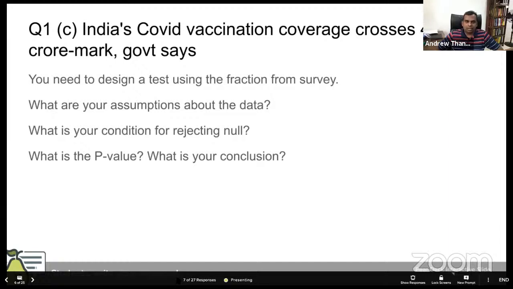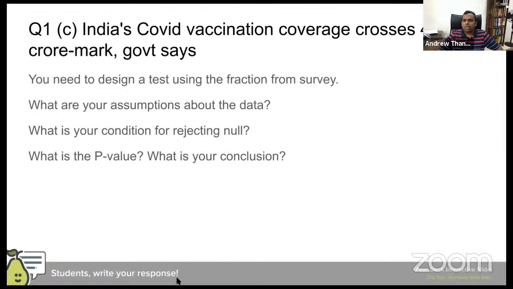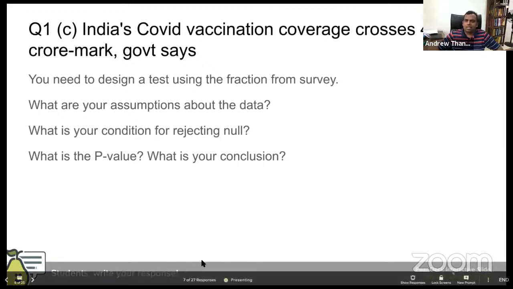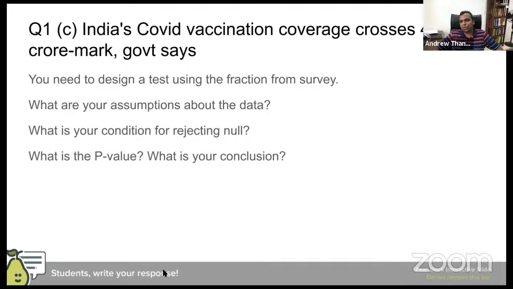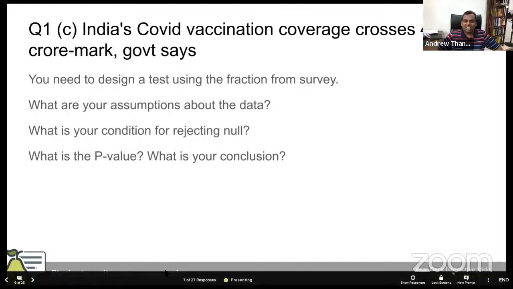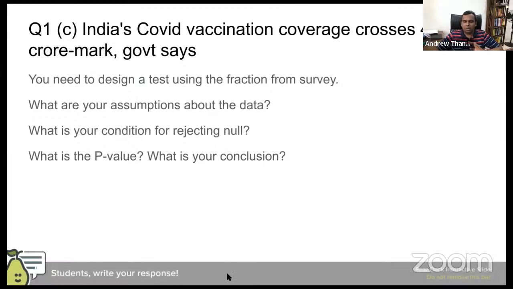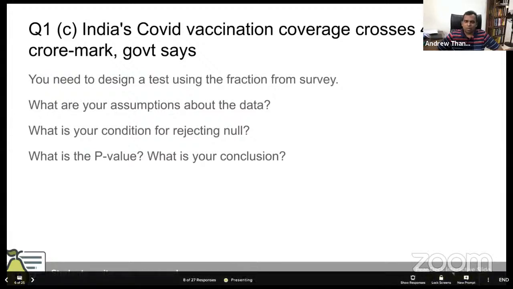You can use a normal approximation. Somebody is sending me a message about 45 plus and 18 to 44. Yeah, that's true. I've not taken care of that as well. So people are slowly responding. You can use a CLT, normal approximation. Don't worry about exact binomial calculation and all this.